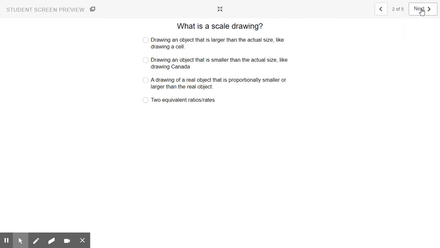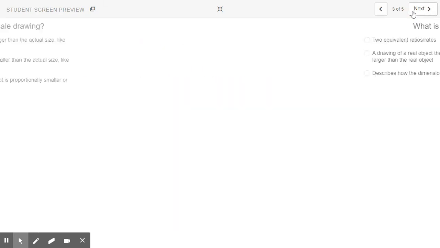What is a scale drawing? A scale drawing by definition is the third one, a drawing of a real object that's proportionally smaller or larger than the real object. But a scale drawing can be the first and the second one, where the drawing of an object that's larger than the actual size, like drawing a cell, or drawing an object that's smaller than the actual size, like drawing Canada. So the first three, any of those work.